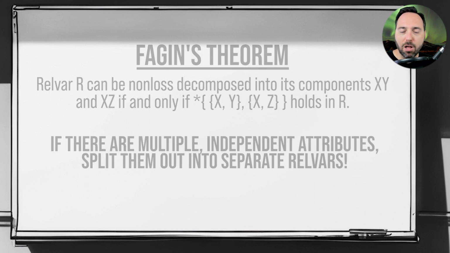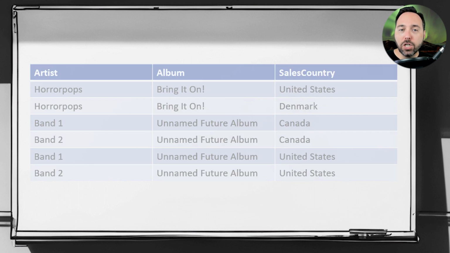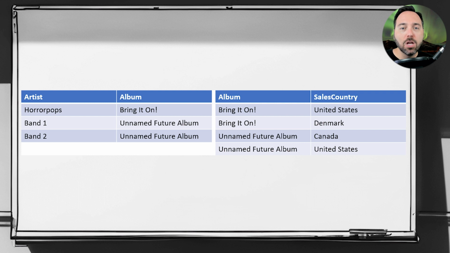It turns out that artist and sales country are independent of one another, and so we should have two separate rel vars, one which contains the combination of album and artist, and the other which contains album and sales country.